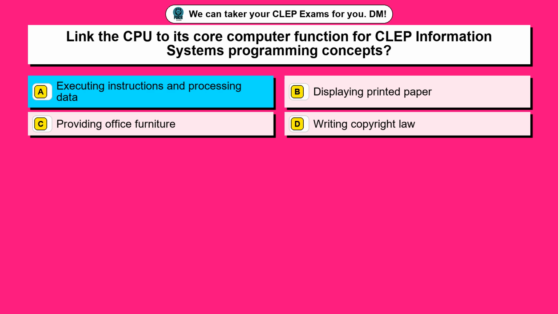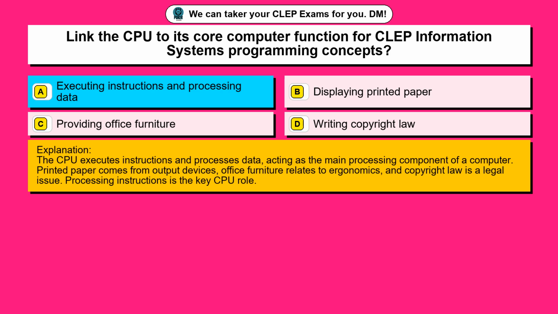Executing instructions and processing data. The CPU executes instructions and processes data, acting as the main processing component of a computer. Printed paper comes from output devices, office furniture relates to ergonomics, and copyright law is a legal issue. Processing instructions is the key CPU role.